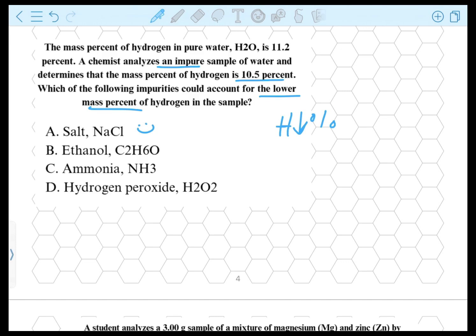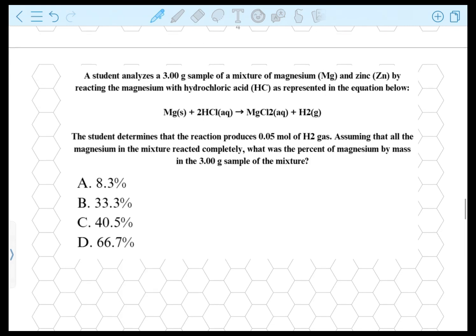But let's keep going. Ethanol has a high amount of hydrogen atoms in a molecule, and to be honest, my other answer choice is 2. So since we're looking for a substance that has a lower percent hydrogen concentration than water, salt is the only reasonable answer here, since there's no hydrogen, and therefore it will lower the mass percent of hydrogen in the mixture sample. So option A is the correct one.